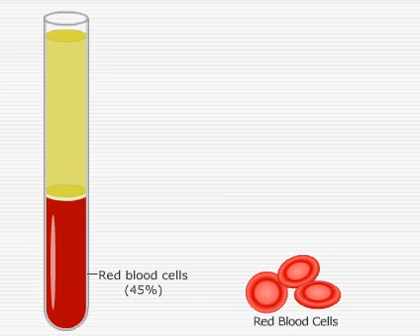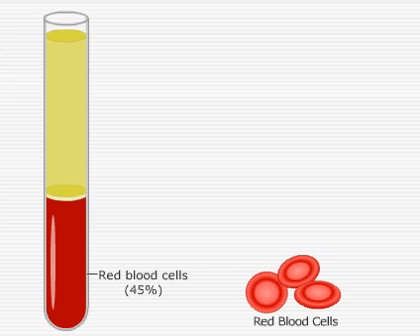The red blood cells normally occupy about 45% of the total blood volume. So 45% is taken as a normal value, but in females it is 37 to 48%, and in males it is 45 to 52%. So in general, we will say 45% is made up of red blood cells.